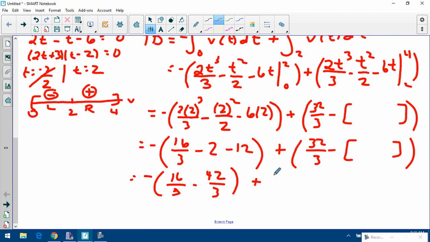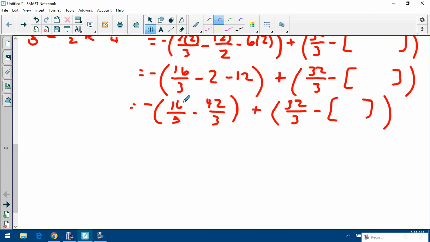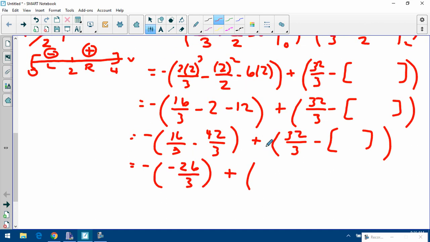Over here, we still have our 32 thirds minus whatever that comes out to be. Okay, so 16 thirds minus 42 thirds. 16 minus 42 is negative 26. So this is a negative 26 thirds. And if you fill that in over here now, negative 26 thirds. Just trying to save myself some time there.